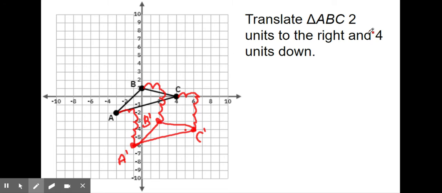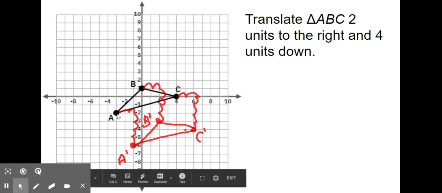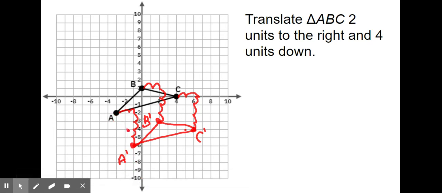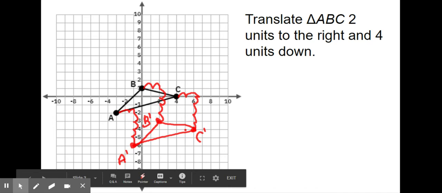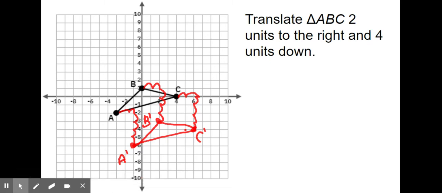You just perform the translations, plot your points, make sure the same size and shape is there. You label with capital letters and prime markings. And another cool property of translations is that if you connect the pre-image and image points, all of them through, you would notice that all of those are going to be parallel, congruent line segments, and that's another indication that you have performed your translation correctly.